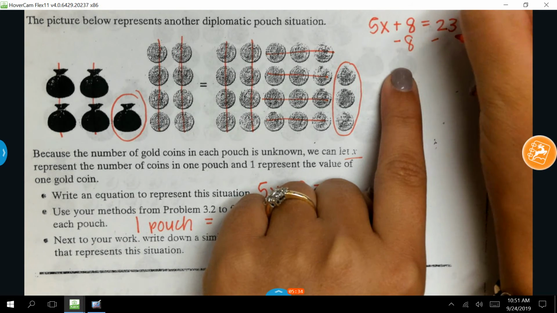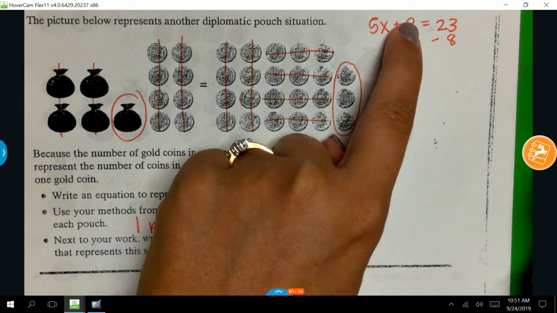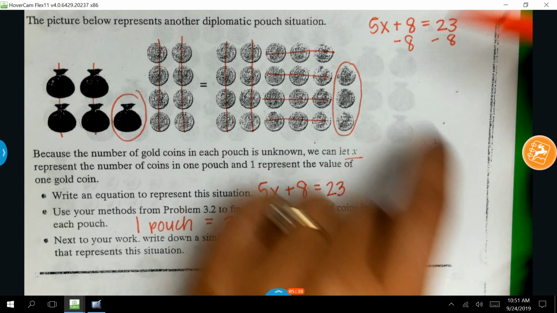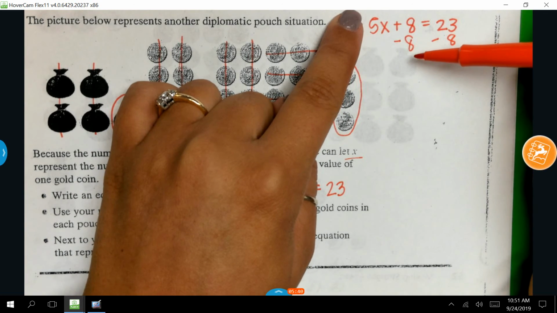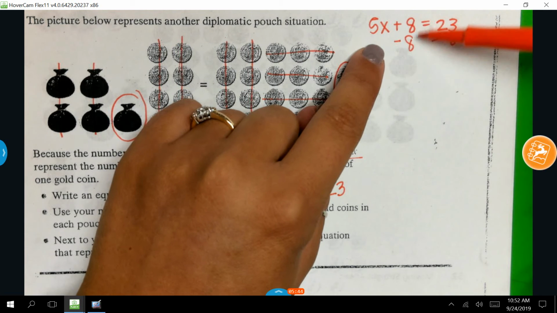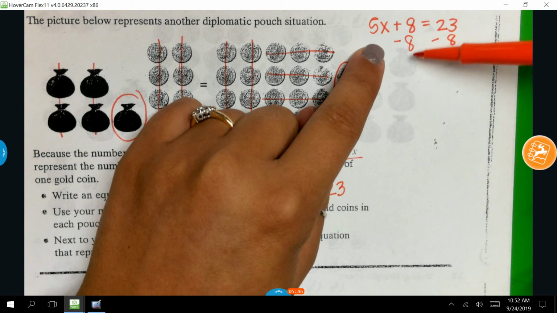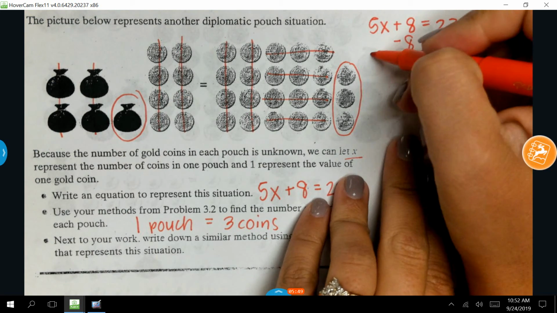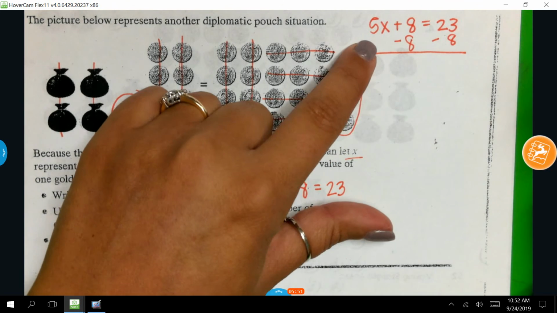Am I subtracting 8 from 5x or from 8? 8. 8, because 5x and 8 are not like terms, so I can't subtract them. So that's why I'm going to put it underneath my number, my 8, because I know I can subtract those. Okay. So what does that leave me with on the left-hand side?